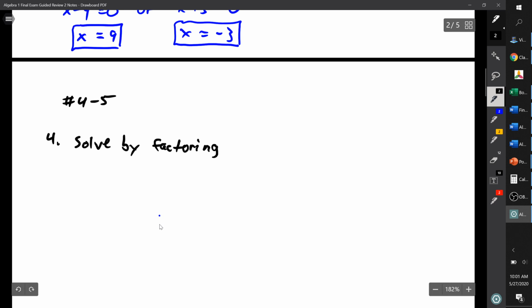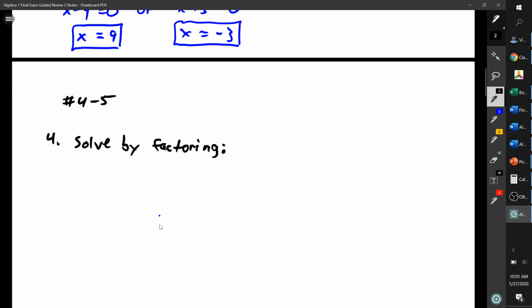If you can't tell yet, there's a decent amount of this on our guided review. So you can expect there to be multiple problems on the final exam along the lines of quadratic equations, so equations with an x squared, and solving them by factoring. So you might have some that are just factor, some that are solve.